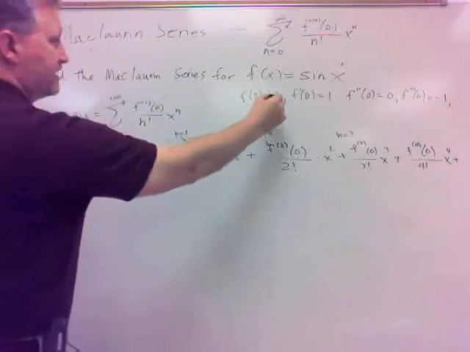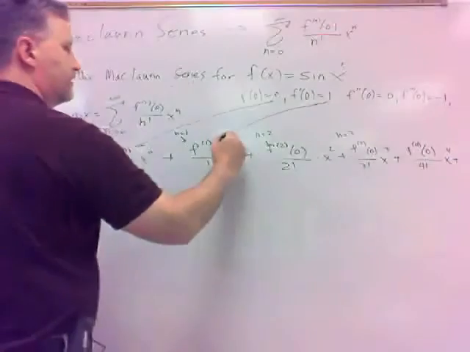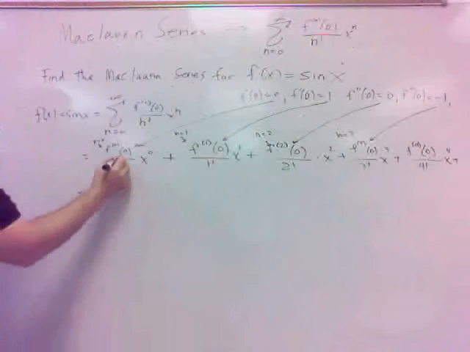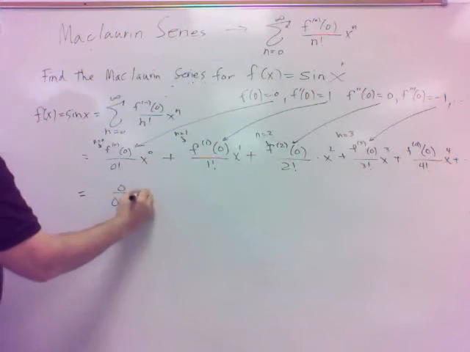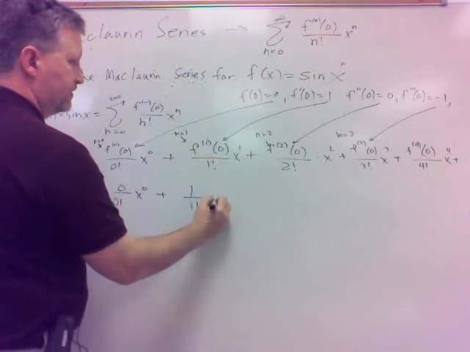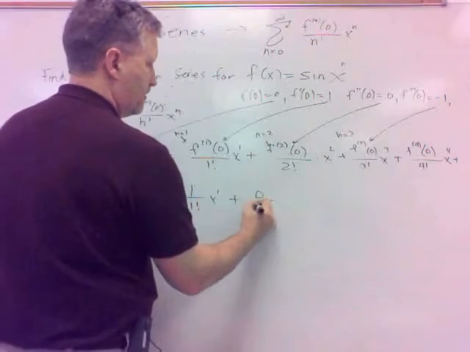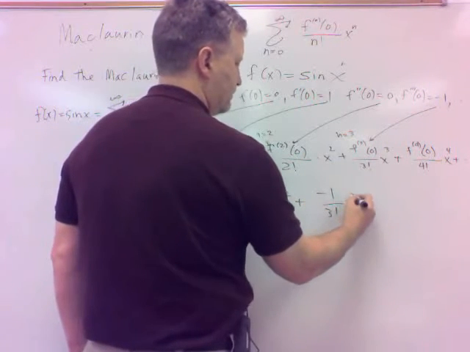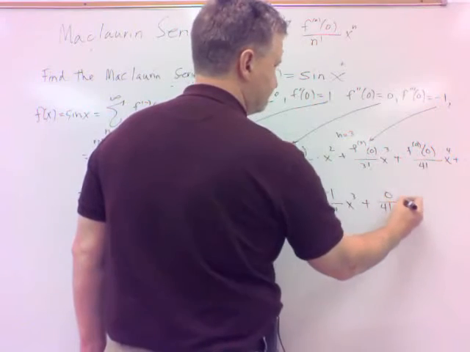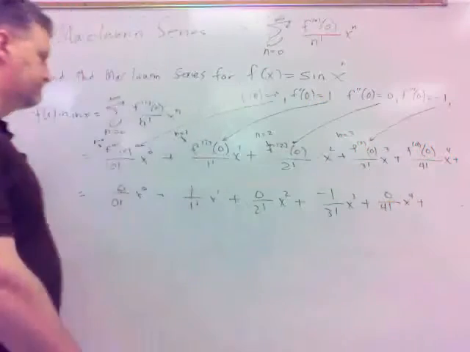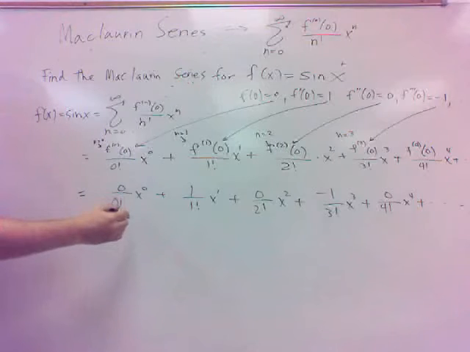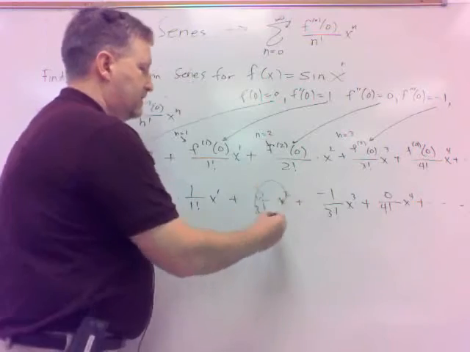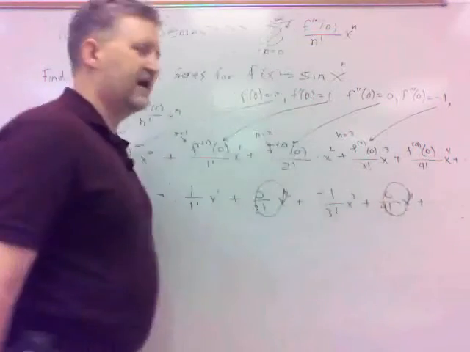All right, so let's plug in for these. This one would go here. This one would go here. This one would go here. This one would go here. 0 over 0 factorial x is 0. 1 over 1 factorial x to the 1. 0 over 2 factorial x squared. Negative 1 over 3 factorial x cubed. You see what's happening? What's 0 over 0 factorial times x to 0? 0. What's 0 over 2 factorial times x squared? That's 0. That's 0.